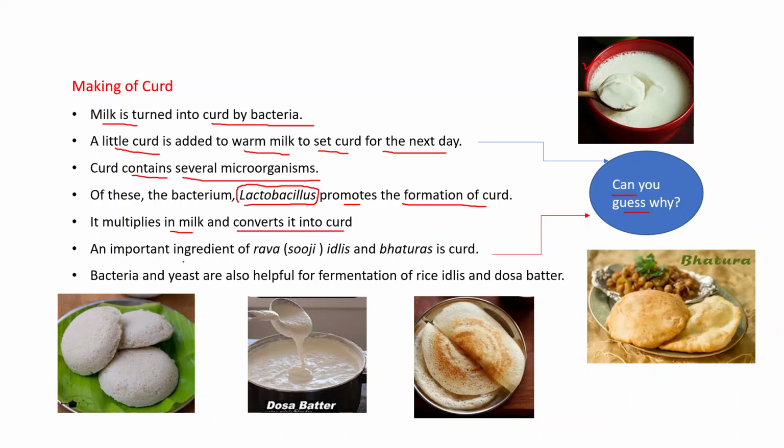Curd is an important ingredient of rava, that is suji idli, and bhatura. Now again, why? Bacteria and yeast are also helpful for fermentation of rice idli and dosa batter. You can see some diagrams. This is idli, this is dosa batter, this is dosa, and this is chole bhature.